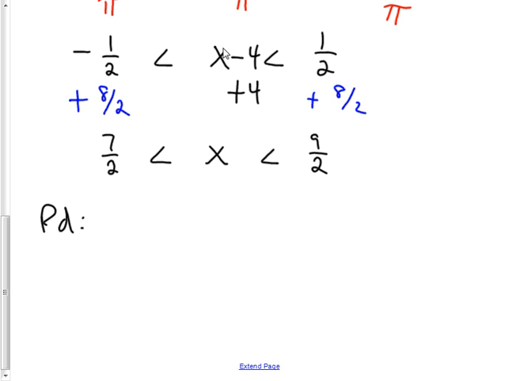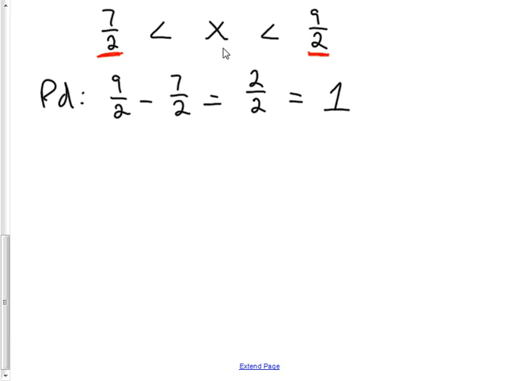My new period here is going to be 9 over 2 minus 7 over 2, and that's going to give me 2 over 2, which is going to be 1. So the new period of my function is 1. The original period for tangent is pi, but when we put that pi in there, we had to divide that out. So my new period now for my function is 1. Here's my first quarter point at 7 over 2, and there's my last quarter point at 9 over 2.